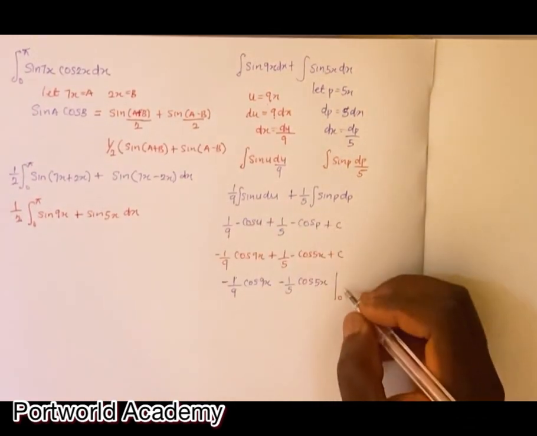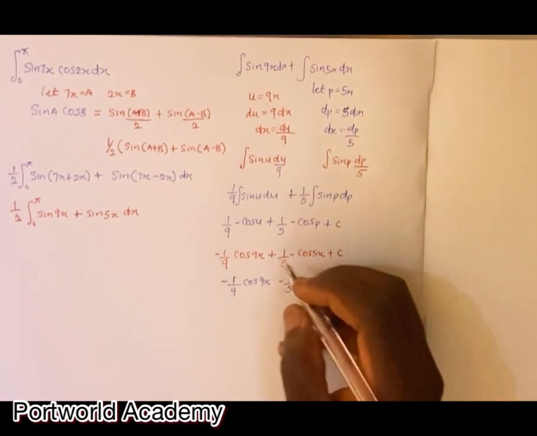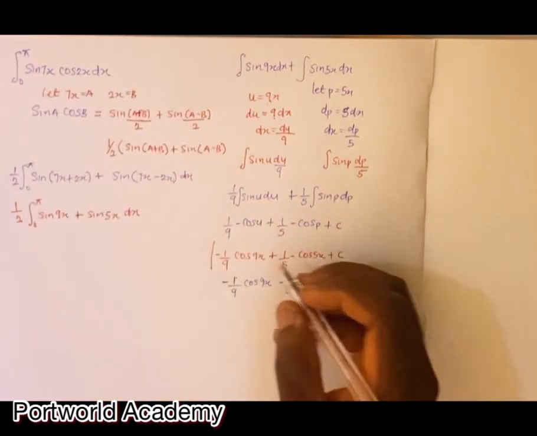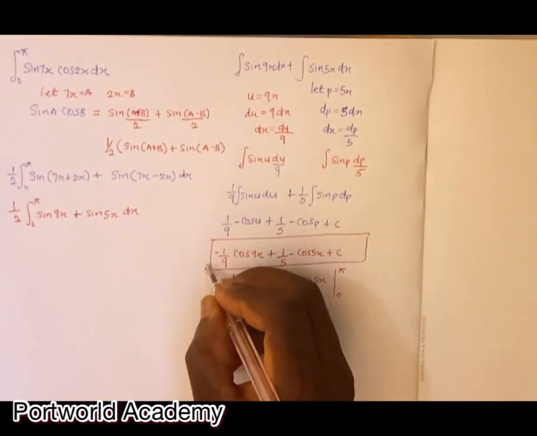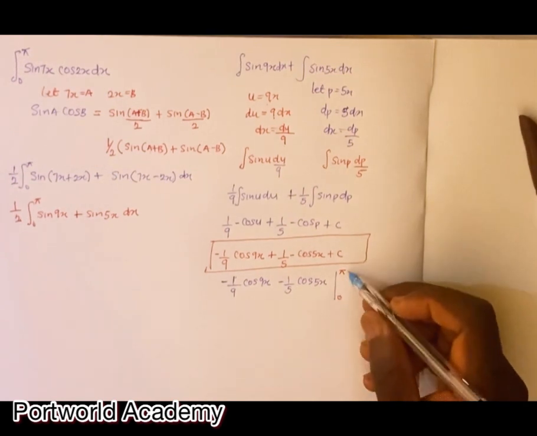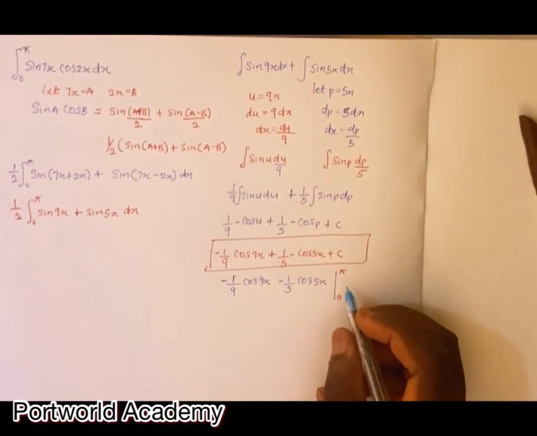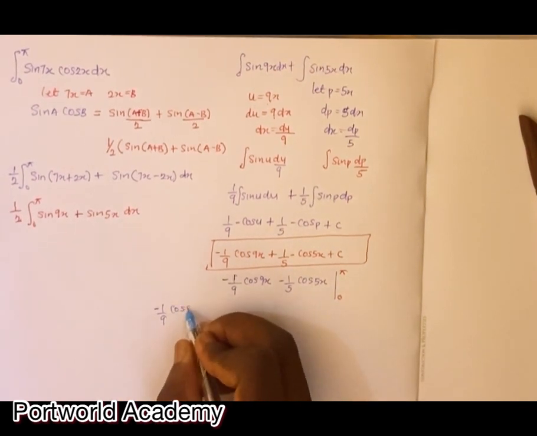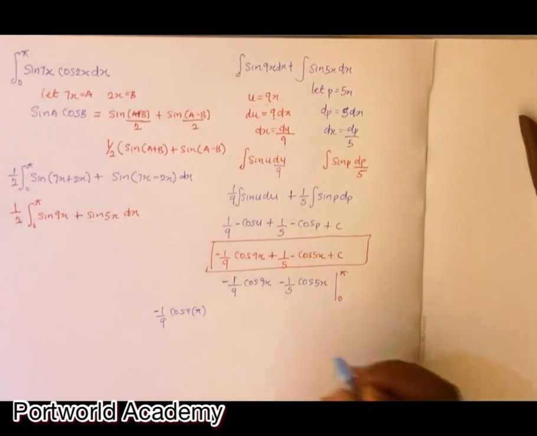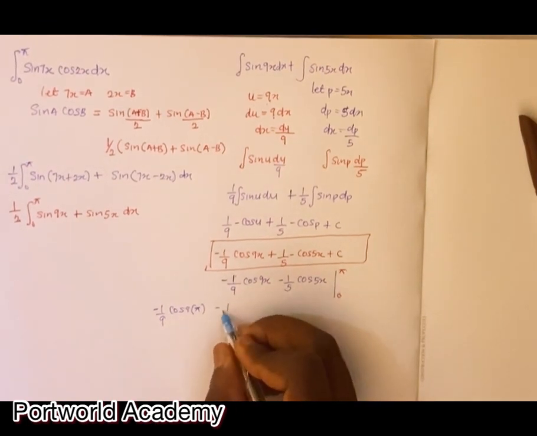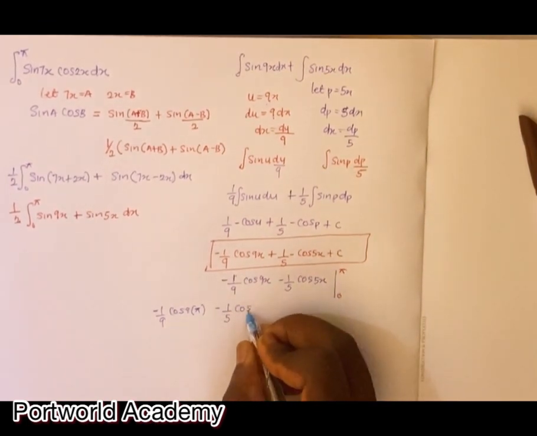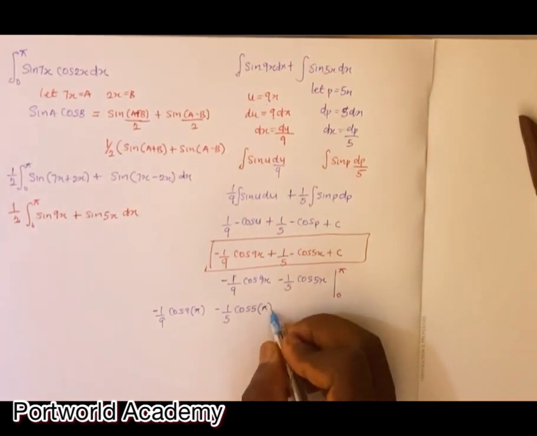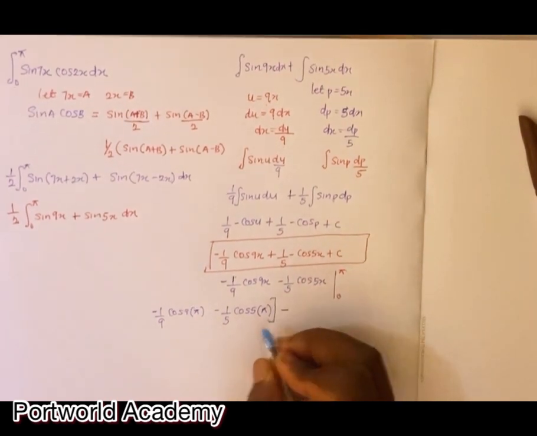In this case now, let's say we have our lower limit to be 0 and our upper limit to be pi. If you are not giving limits, this is actually the final answer. But let's say you are giving limits, 0 to pi. So here you are going to have minus 1 over 9 cos 9 into bracket pi, then minus 1 over 5 cos 5 into bracket pi.